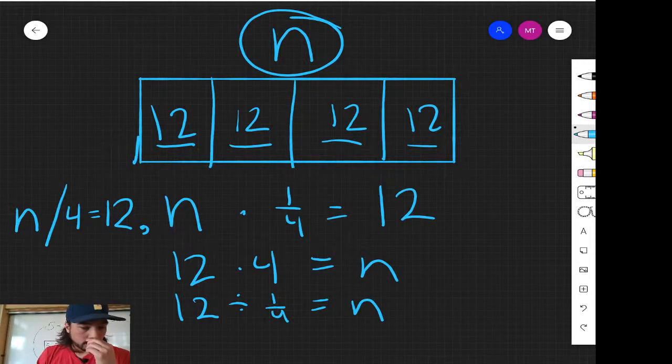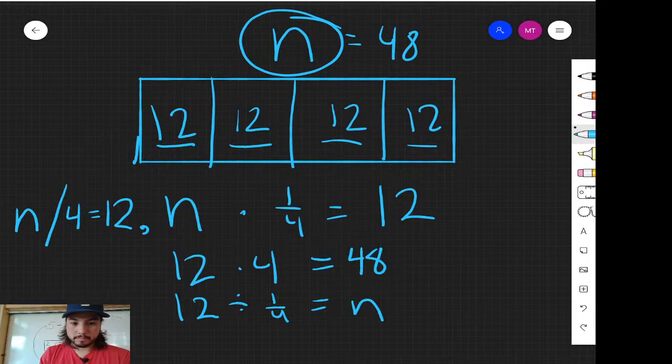And you could, theoretically, plug n into any of these equations, and they would match, right? 12 times 4, the most straightforward, or 24 times 2, right? n equals 48 in this case. Okay, and all of these are true.